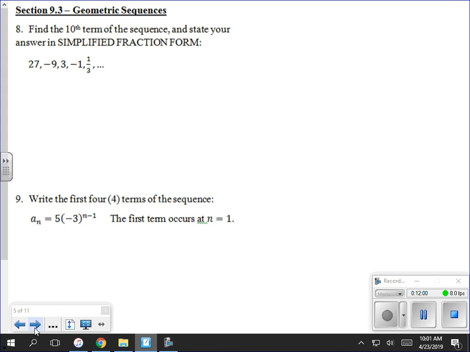Oh, geometric sequences. So I'm going to be using these ones here. Okay. So it says find the 10th term of the sequence and state your answer in simplified fractional form. So what do I need to know? I need to know my first term. A sub 1, 27. N is 10, because I'm looking for the 10th term. And I need to find R. And to find R, you take a number divided by the one in front.